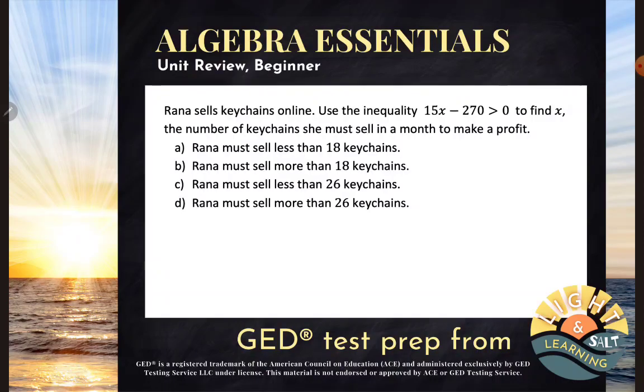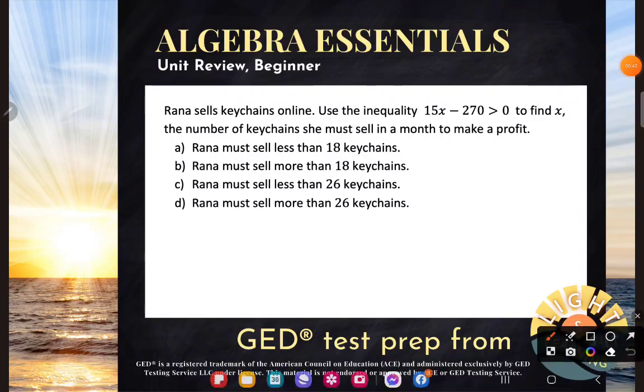So it looks complex, but I got excited when I saw that this word problem has the inequality already. Look at what they say to us. They say use this inequality, 15x minus 270 is greater than 0, to find x. They're telling us to solve it for x, and it's not even a challenging inequality. We can do this. So let's write it down.